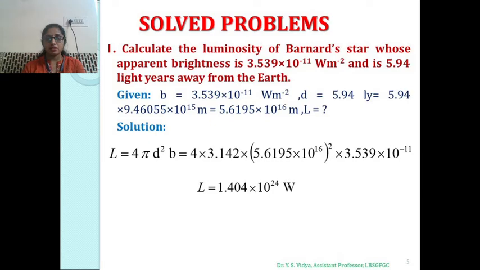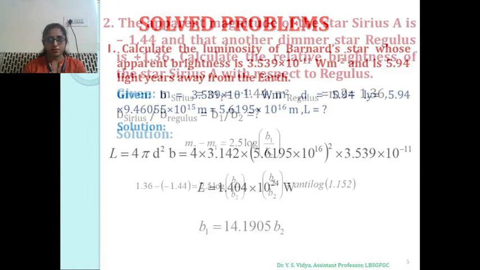Here we are converting light years into meters by multiplying with 9.46055 × 10^15 meters. Then we get 5.6195 × 10^16 meters. We have to calculate the luminosity. The expression for the luminosity is L equals 4 pi d square into B. That is 4 into pi value 3.142, d is 5.6195 × 10^16 whole square, into 3.539 × 10^-11. This luminosity is given by 1.404 × 10^24 watts.